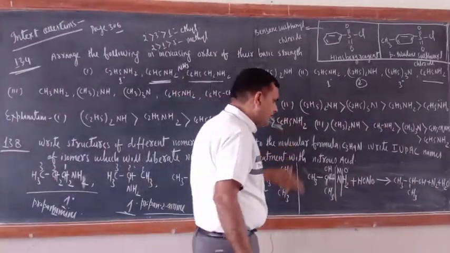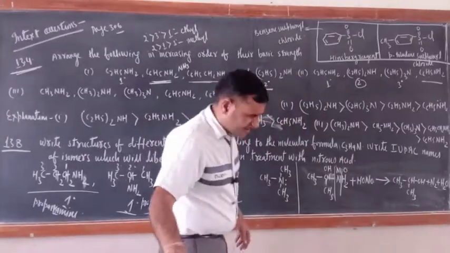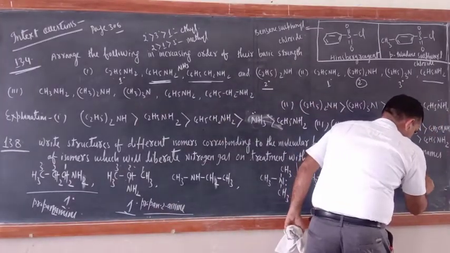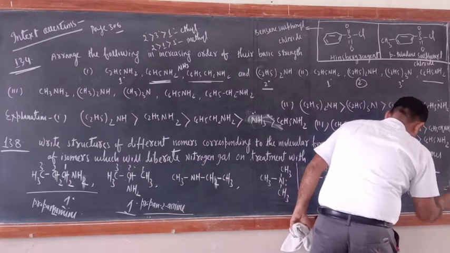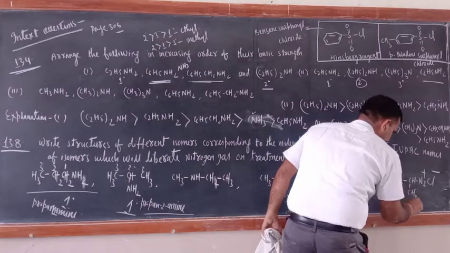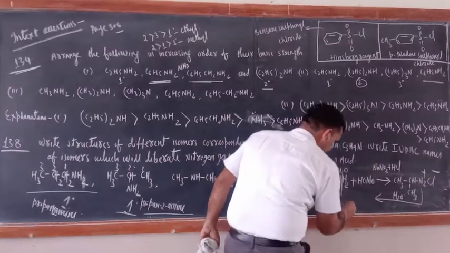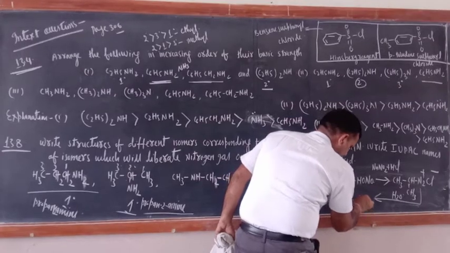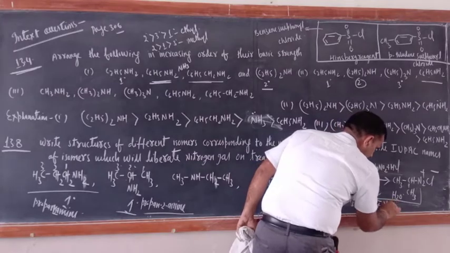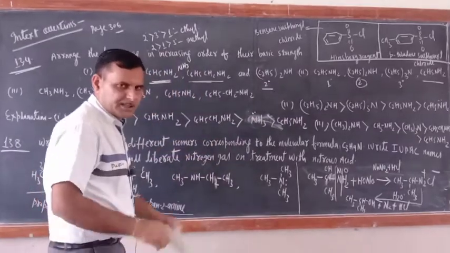Now if you want to write it in two steps, then here N2Cl will be there. Just see, N2+ Cl-, and here you have to write NaNO2 plus HCl. Now warm with water, H2O. So ultimately you will get this one only, CH3CHOHCH3 plus N2 gas plus HCl. So as you wish, if you want to write the two-step reaction, no problem.